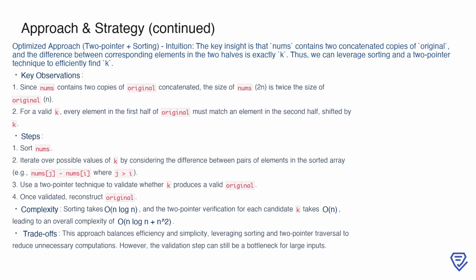If the validation succeeds, we can reconstruct the original array with confidence. This approach is significantly more efficient than brute force. Sorting takes O(n log n), and validating each candidate for k with the two-pointer method takes O(n), giving an overall complexity of O(n log n plus n squared). While the validation step can still be a bottleneck for very large inputs, this method drastically reduces unnecessary computations compared to the brute force approach.